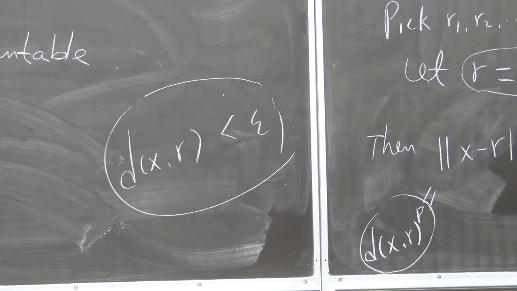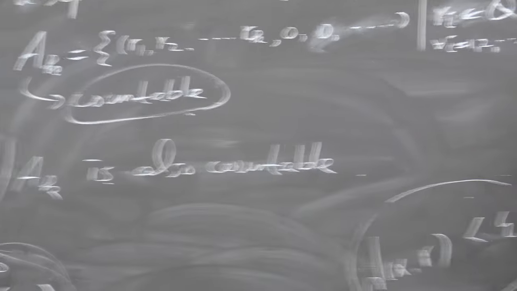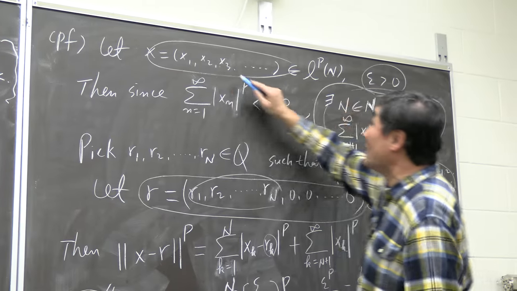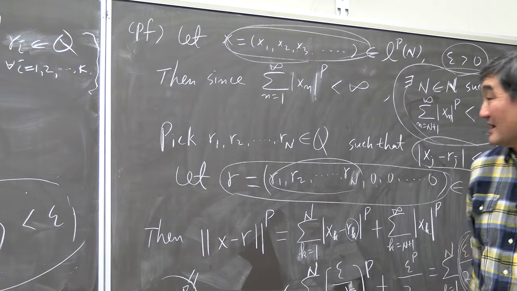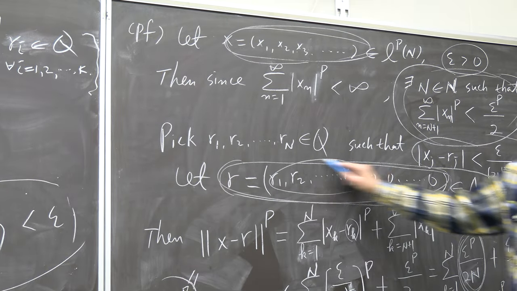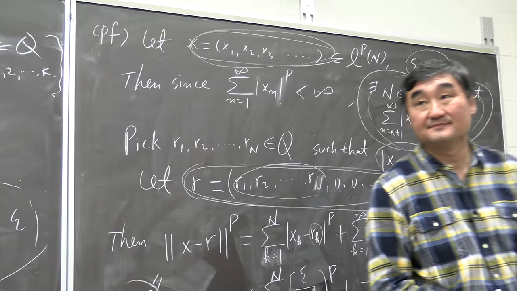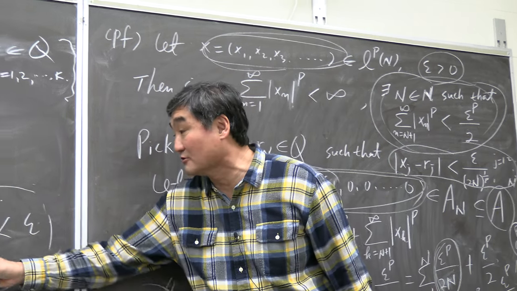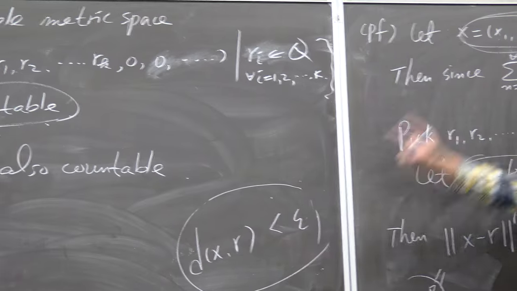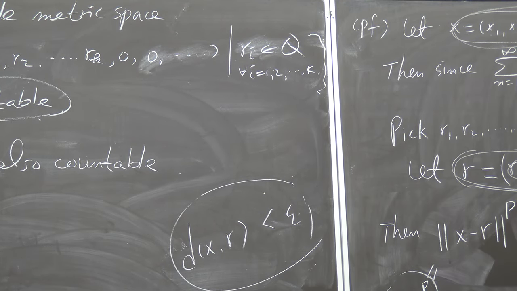So no matter what element in LP we choose, and no matter what epsilon neighborhood around that sequence we have chosen, there is some element in A which is sitting inside that epsilon neighborhood around that element X we have chosen originally. That was what we claimed.